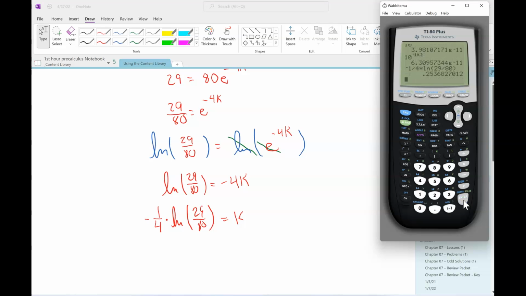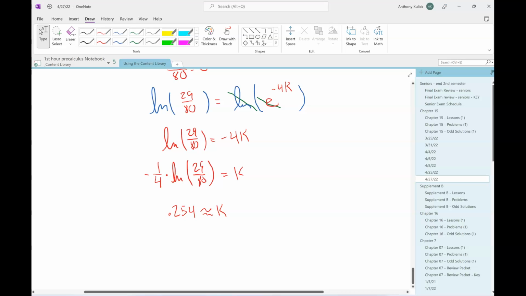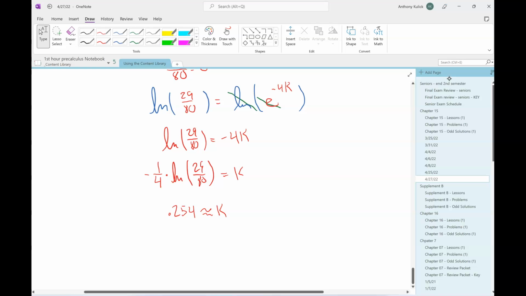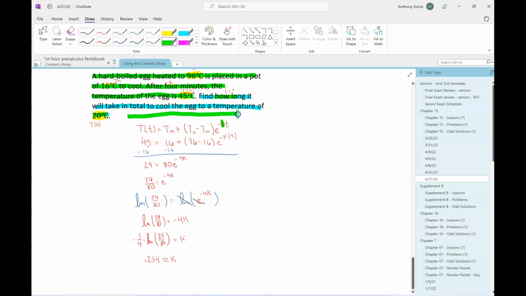So I get 0.254-ish. Okay. Now I'm going to probably want to hang on to all those. Well, that's fine. So that's like doing the green part of the question.